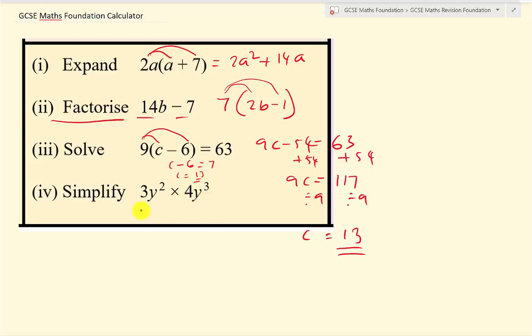3y squared times by 4y cubed. So multiply the like terms. 3 times 4 is 12. And y squared times by y cubed, when you multiply, we add the powers. So 2 plus 3 is 5, so y to the power of 5.